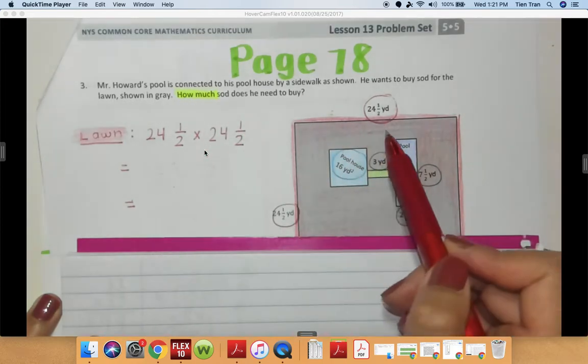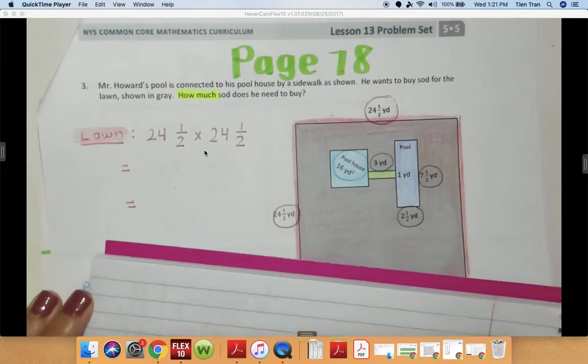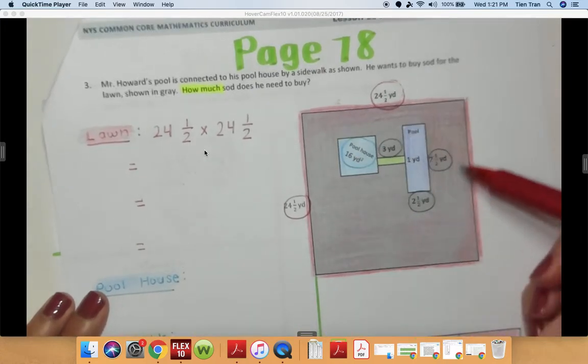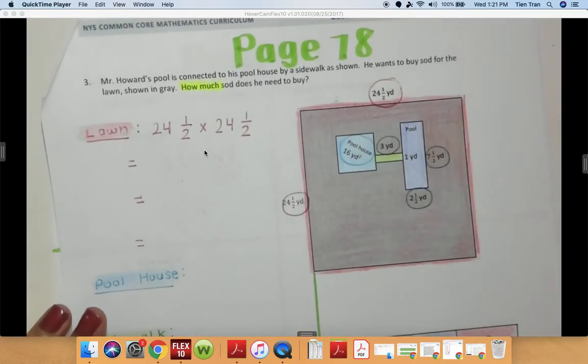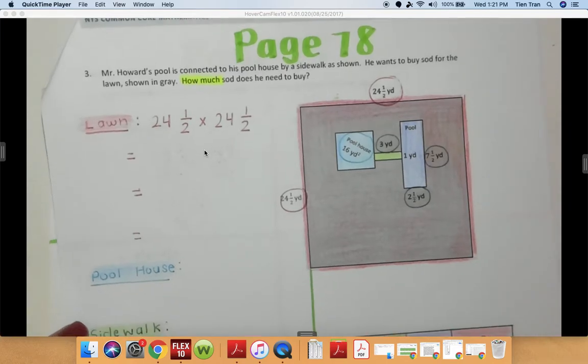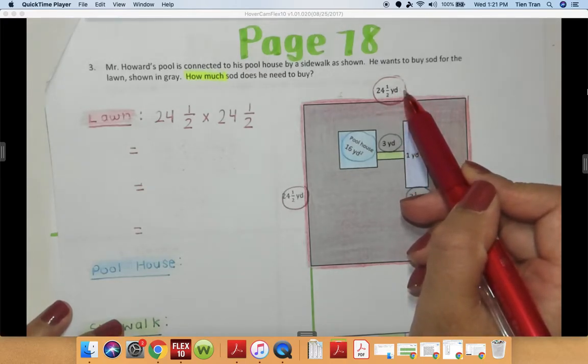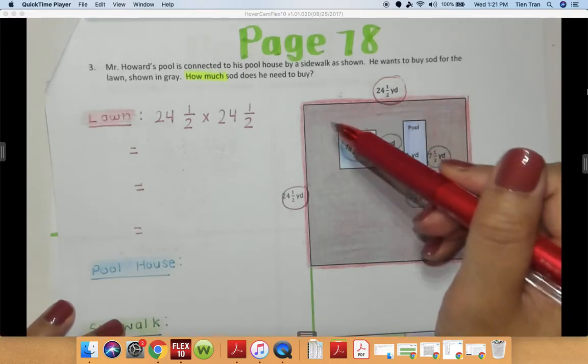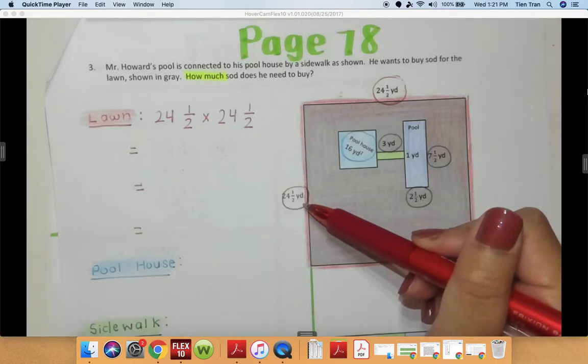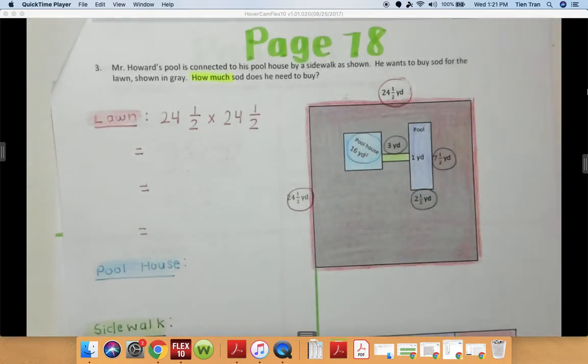So I'm going to multiply the area. I'm finding all of this right here, which is in red. I color coded everything so you guys can kind of see where these numbers are coming from and it's a little more clear. So 24 and 1/2, I'm multiplying the area of this red square times 24 and 1/2, and that's exactly what I did there.